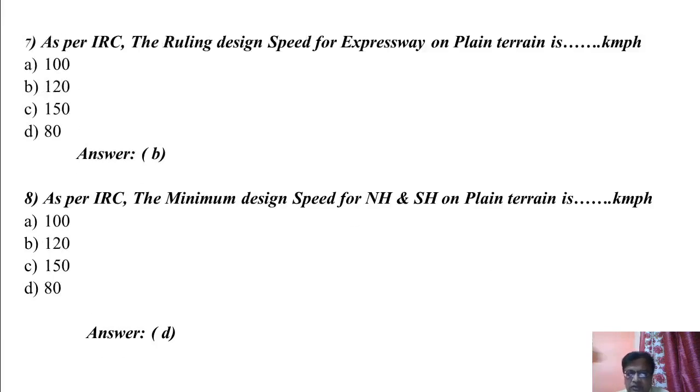So everything depends upon the design speed. As per the IRC, the ruling design speed of expressway on a plain terrain is dash kmph. 100, 120, 150, 80. So expressways, it is 120 kmph. Answer is B. As per IRC, the minimum design speed for NH and SH on a plain terrain is dash kmph. 100, 120, 150, 80. So the answer is 80 as per the IRC data. As I told you, you need to remember those values.